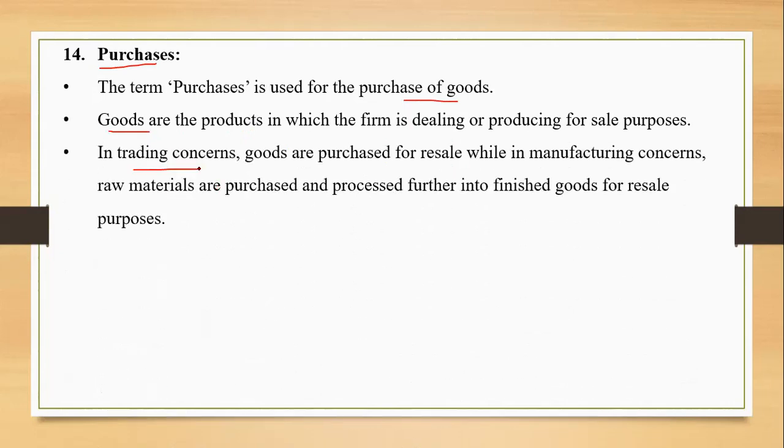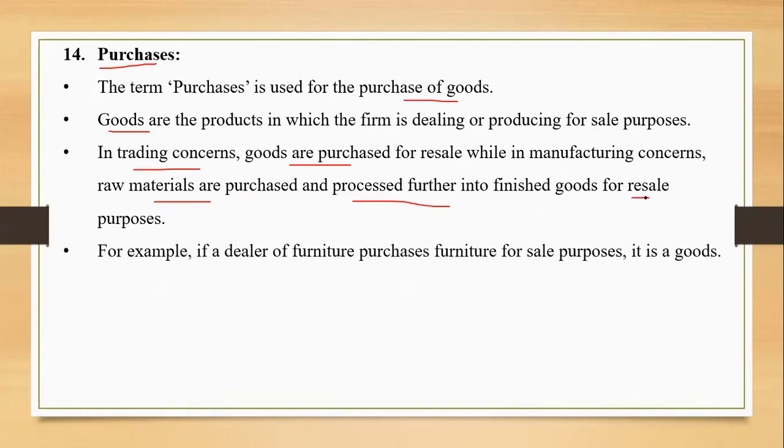In trading concerns, that is, they are not manufacturing concerns, they just purchase the goods from one place and sell them to another place. Okay, they are the trading concerns. Goods are purchased for resale, while in manufacturing concerns the raw materials are purchased and processed further into finished goods for resale purposes. A dealer in furniture purchases furniture for sale, it's a good for him.